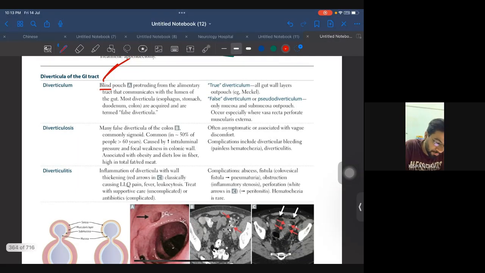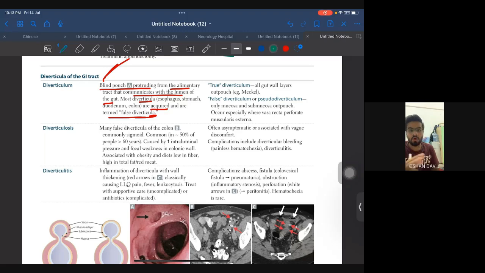Diverticulum: a blind pouch protruding from the alimentary tract that communicates with the lumen of the gut. Most diverticula are acquired and are termed false diverticula. They will ask you which are false diverticula and which are true diverticula, and what is the difference between them. A false diverticulum has only mucosa and submucosa, whereas a true diverticulum has all gut layers.